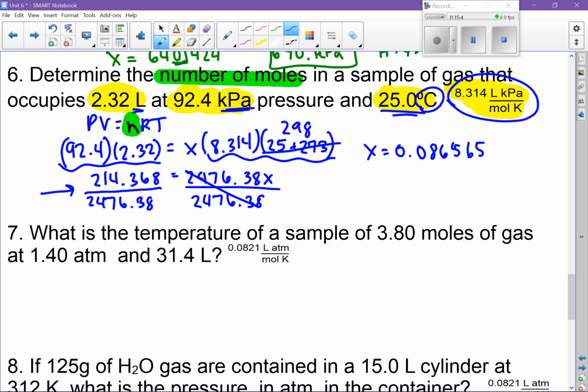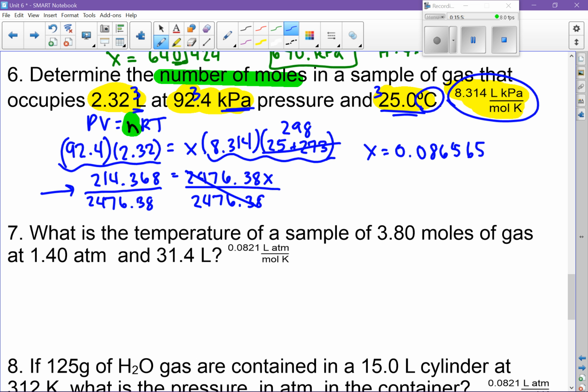Let's check out our sig figs. All around at the beginning, we had 3. The third sig fig here, this is not significant. This is not significant. The third sig fig is really here at this 5. The 6 is going to bump it up though, so my answer becomes 0.0866, and we were looking for the number of moles, so that's the unit that goes on the answer.